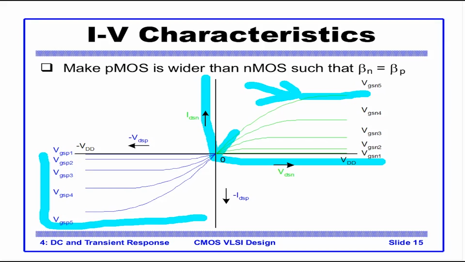Now we saw earlier that the mobility of electrons being higher, the electrons move faster than the holes. So to make the inverter balanced, that means to make the PMOS carry the same amount of current as NMOS, we have to make beta n equal to beta p. How do we do that? Beta is nothing but mu times C times W by L. Since mu n is greater than mu p, we make W of PMOS wider than the W of NMOS. So PMOS is wider, to make sure that beta n is equal to beta p and the currents are equal in both the directions.